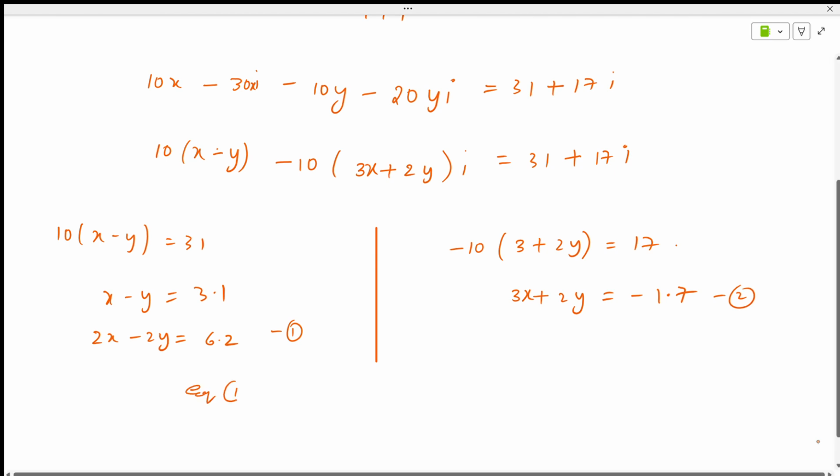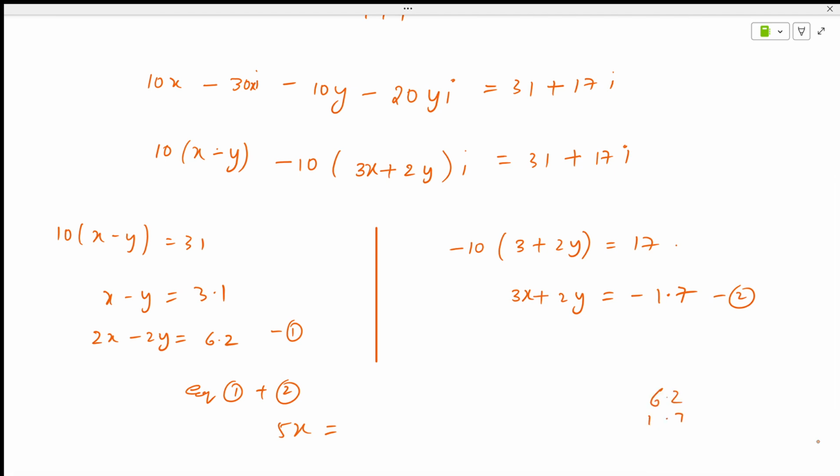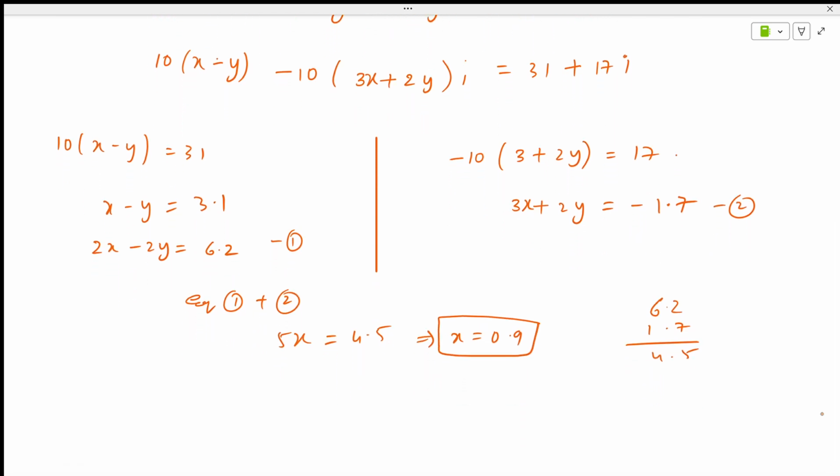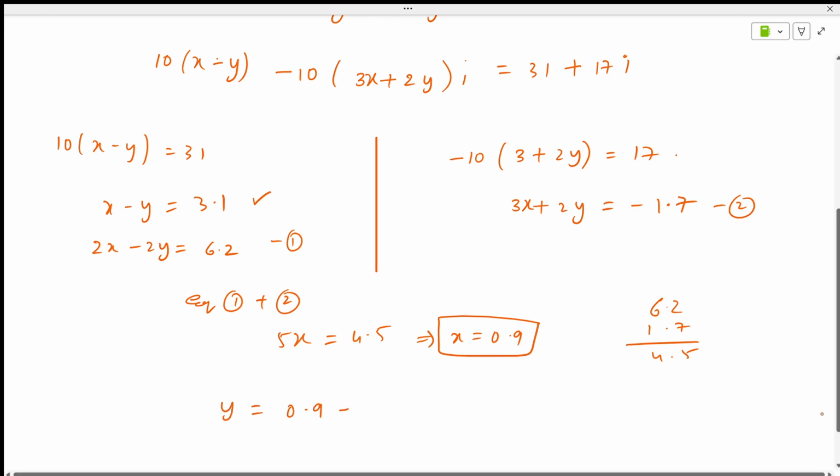Equation 1 plus 2 will give you 5x is equal to 6.2 minus 1.7, which is equal to 4.5. So x is equal to 0.9. If you substitute this in this equation, you will get y is equal to 0.9 minus 3.1, which is equal to minus 2.2.